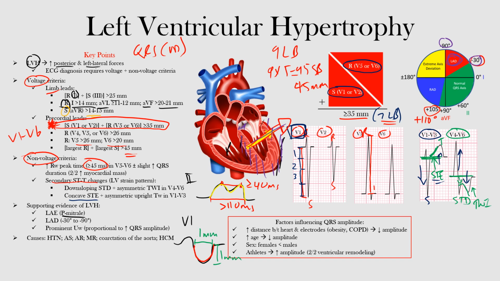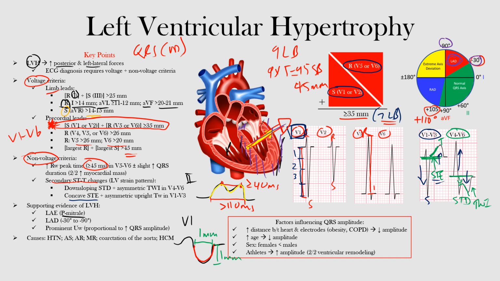Now, one last thing I want to mention are factors that can potentially influence the amplitude of the QRS complex. These include the distance between the heart and the electrodes. If it is increased, okay, like in obesity from the adipose tissue or COPD from hyperinflation, the amplitude will appear lower than expected. The opposite is obviously true in a thin individual. They'll generally have greater QRS amplitudes due to the closer proximity of the electrodes to the heart.